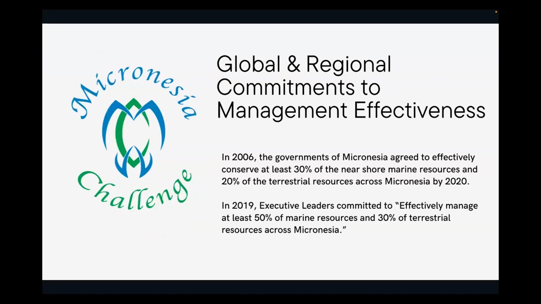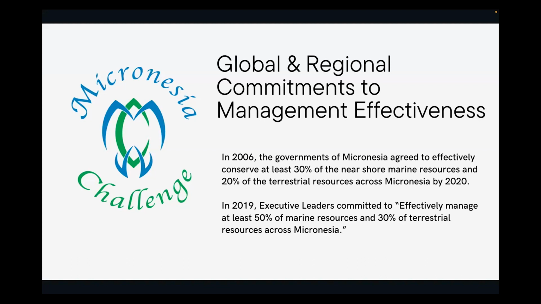Additionally, at the regional level, there's the Micronesia Challenge, which also includes management effectiveness. So in 2006, I know a lot of you know this, but there are some newer folks that haven't been as familiar with the Micronesia Challenge. But in 2006, the governments of the FSM, Guam, Marshalls, the Marianas, and Palau agreed to effectively conserve at least 30% of nearshore resources and 20% of terrestrial resources by 2020. And then in 2019, the executive leaders recommitted and expanded the MC with an emphasis on effective management.